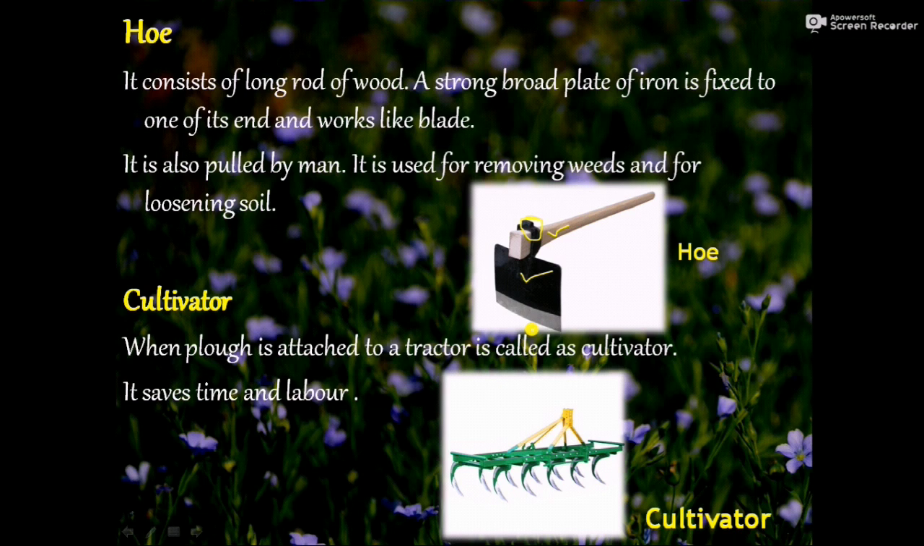Now cultivator. When a plough is attached to a tractor, it is called a cultivator. It saves time and labor. So the cultivator is a modern day agriculture implement.